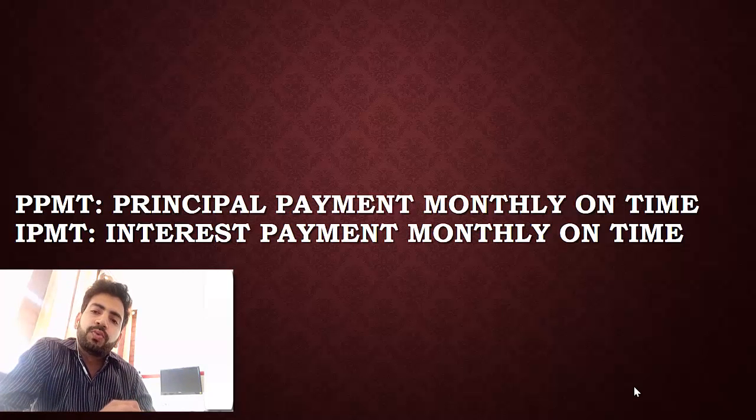So which formula will we use to calculate the principal? That means PPMT. PPMT will calculate the principal payment monthly on time, and for interest it is IPMT, interest payment monthly on time. So these formulas will give you the detailed information related to the EMI. Let's see how the formulas will work, and we will also see with the help of a loan schedule.